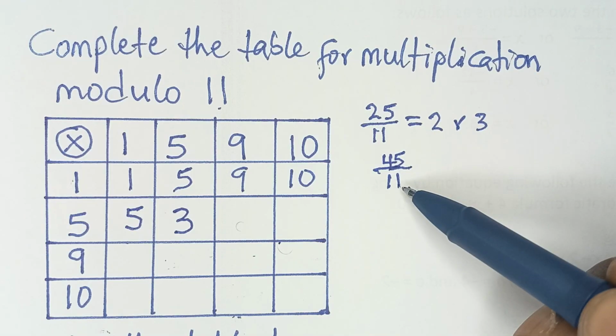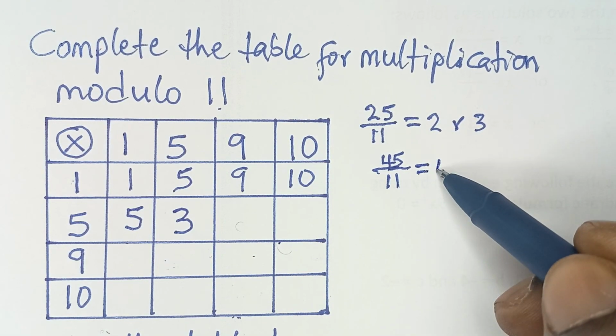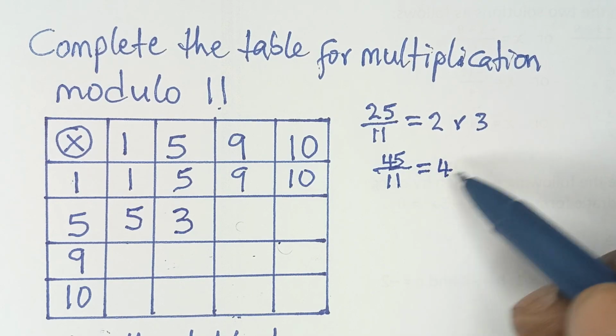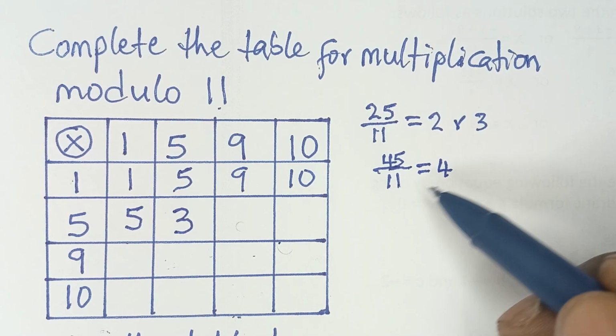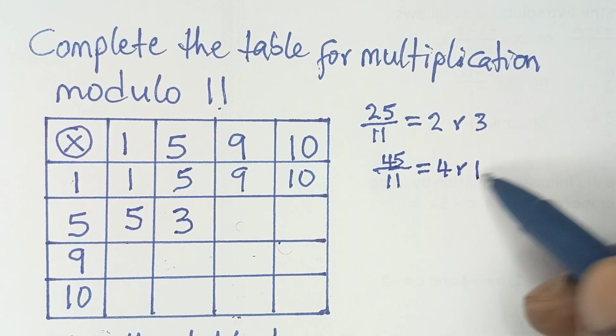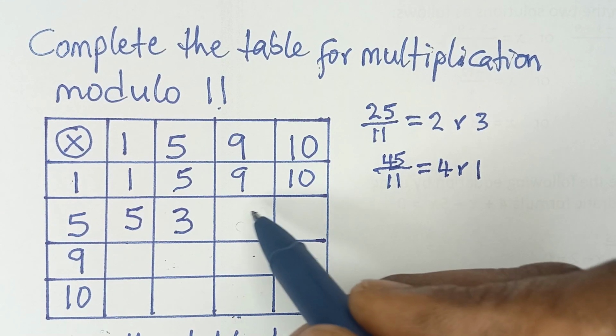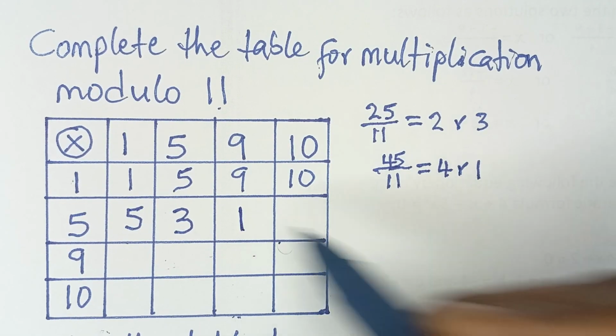45 divided by 11, because 45 is greater than 11. So 45 divided by 11 is going to give us how many times? That will be 4, because 11 times 4 is 44. So 45 divided by 11 is 4 remainder 1. 44 subtracted from 45 is 1. So the remainder is 1. So we simply write the remainder down, 1.